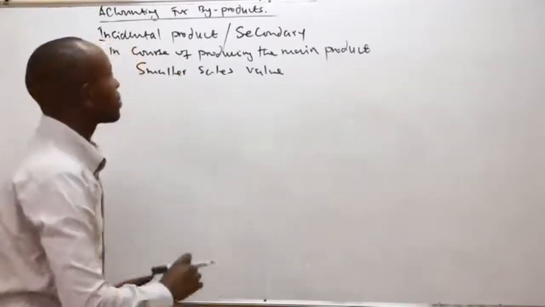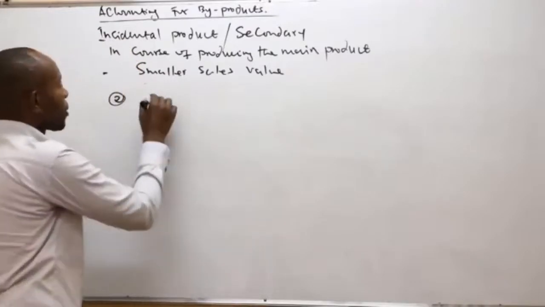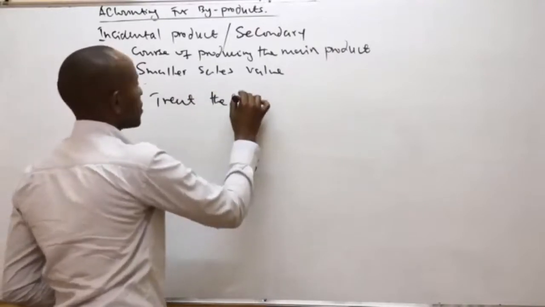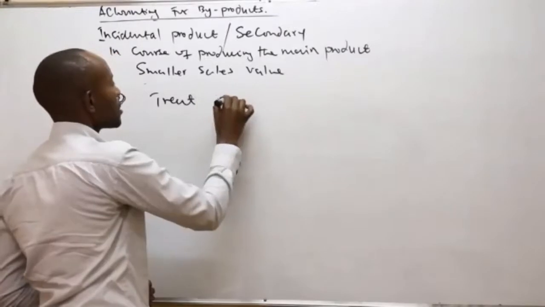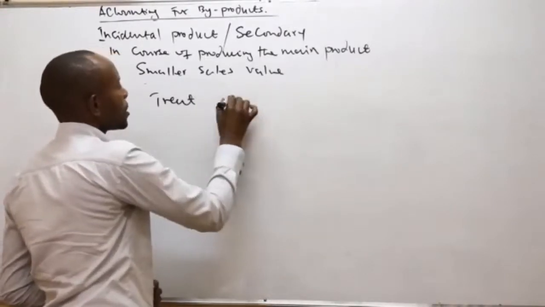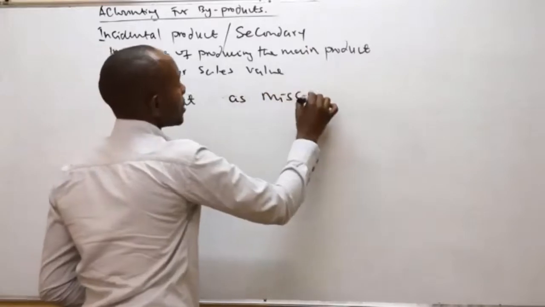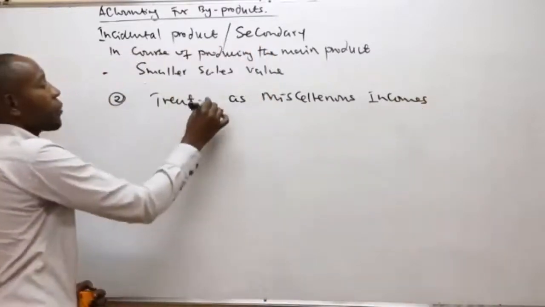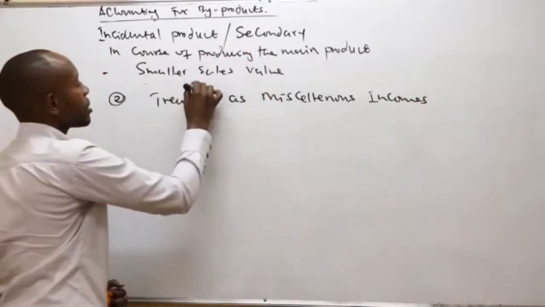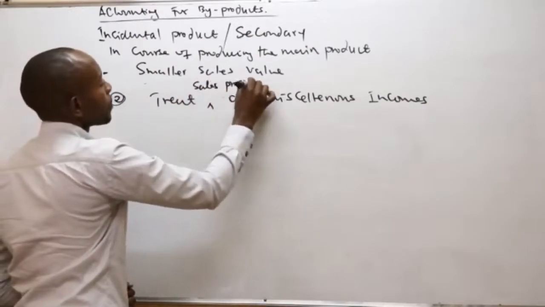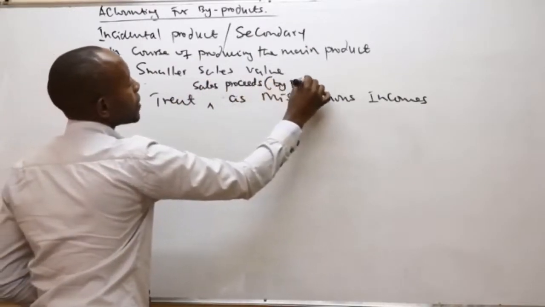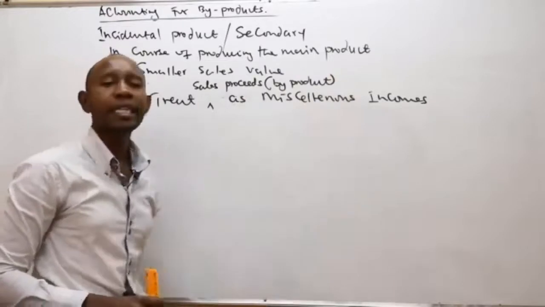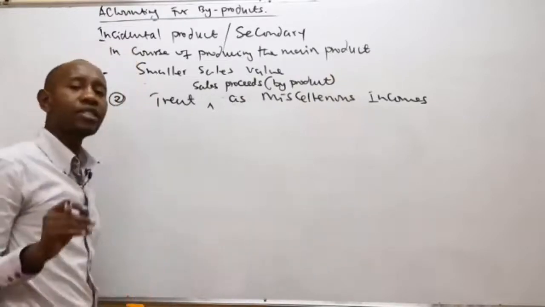So the second treatment, that is number 2. We can say treat the sales proceeds from the byproduct as miscellaneous incomes. You treat the sales proceeds from the byproduct as a miscellaneous income. So that means you just add it to other incomes.